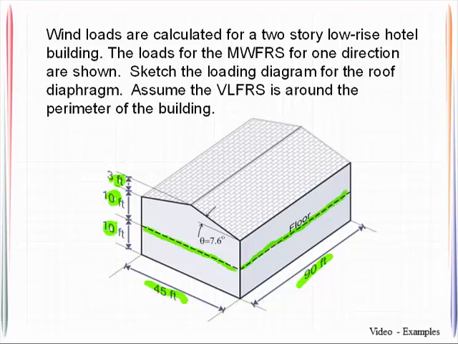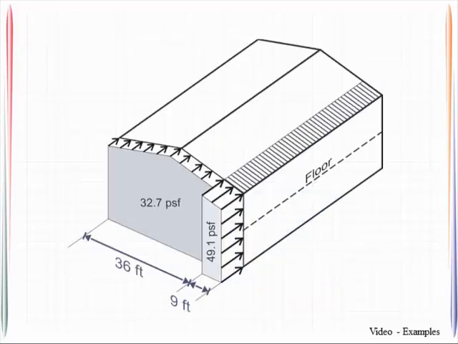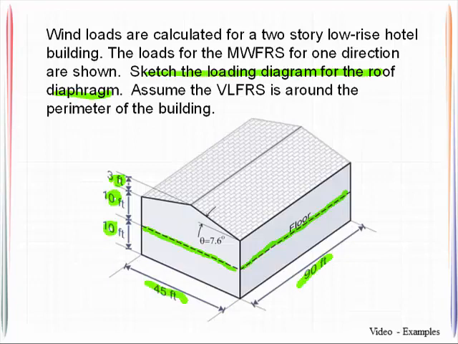What we're being asked to do is sketch the loading diagram for the roof diaphragm, and that is based upon the loads that are being applied to the building as such. So if those are pressures on the one side of the building, we need to know what that does to the diaphragm as far as the load is concerned. We are also being told in the problem definition that we are to assume that the vertical lateral force resisting system is around only the perimeter of the building. That tells us the diaphragm is only being supported on the outside.